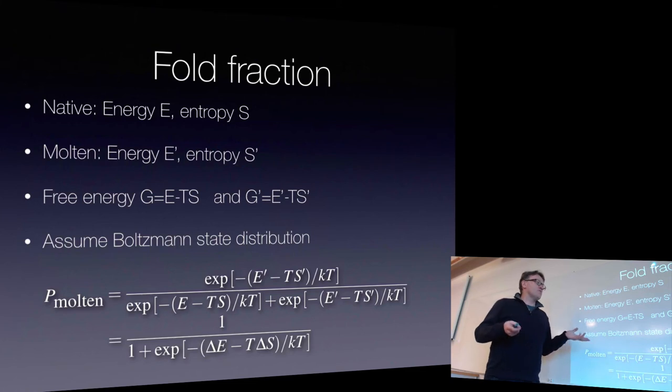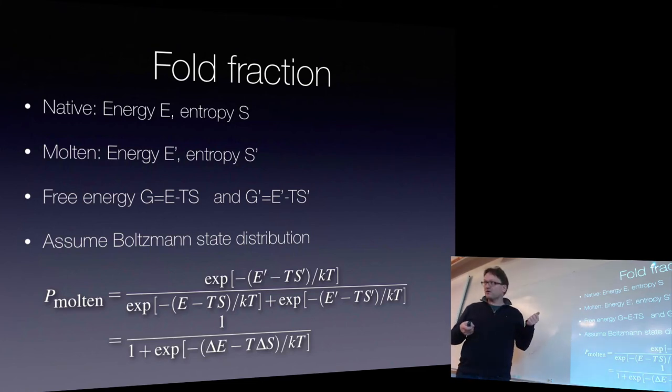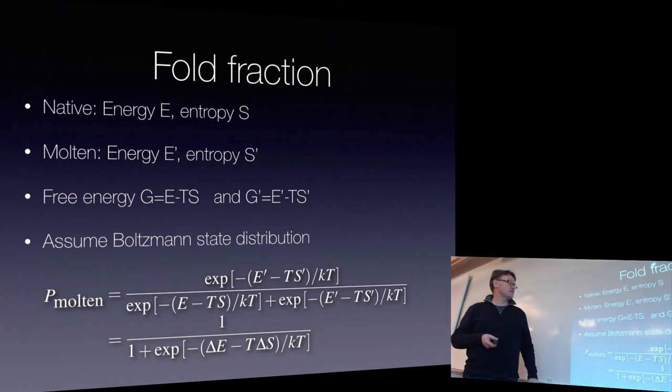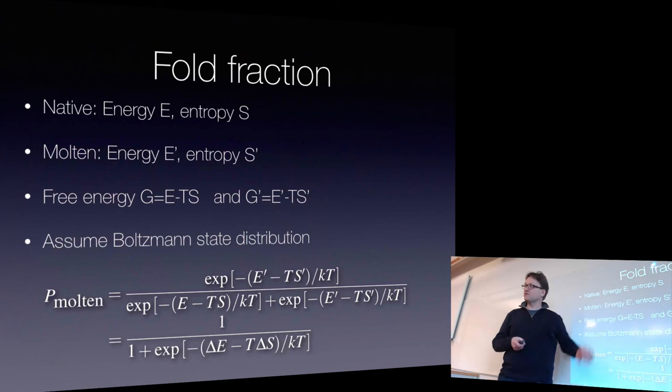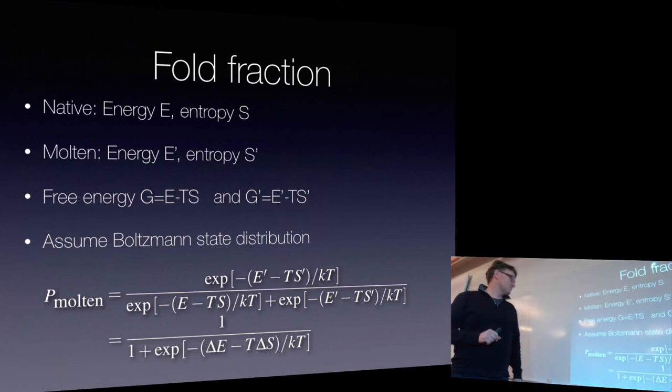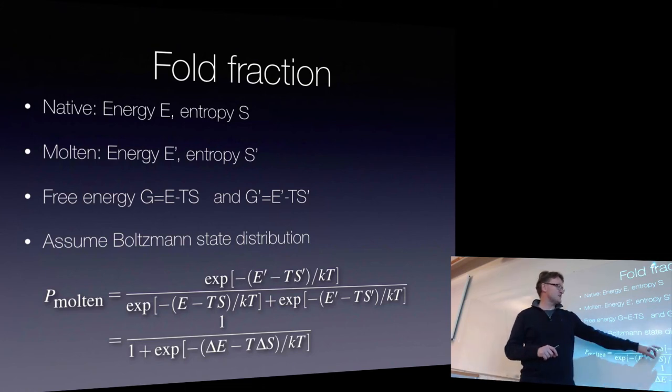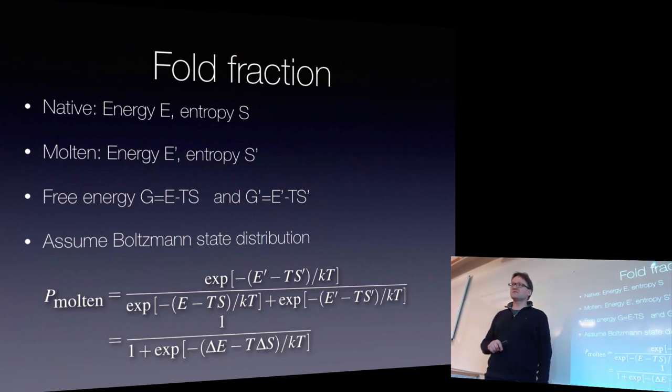And then we're going to worry about the different states. In this case, I won't worry about the barrier, so there is some sort of native state and there is some sort of molten or unfolded state. And that means that we can talk about the free energies of both of these states. And if we simplify the world and say the world only consists of these two states, the probability of being in the molten state would be the Boltzmann distribution of that state divided by the sum of both states to normalize it.